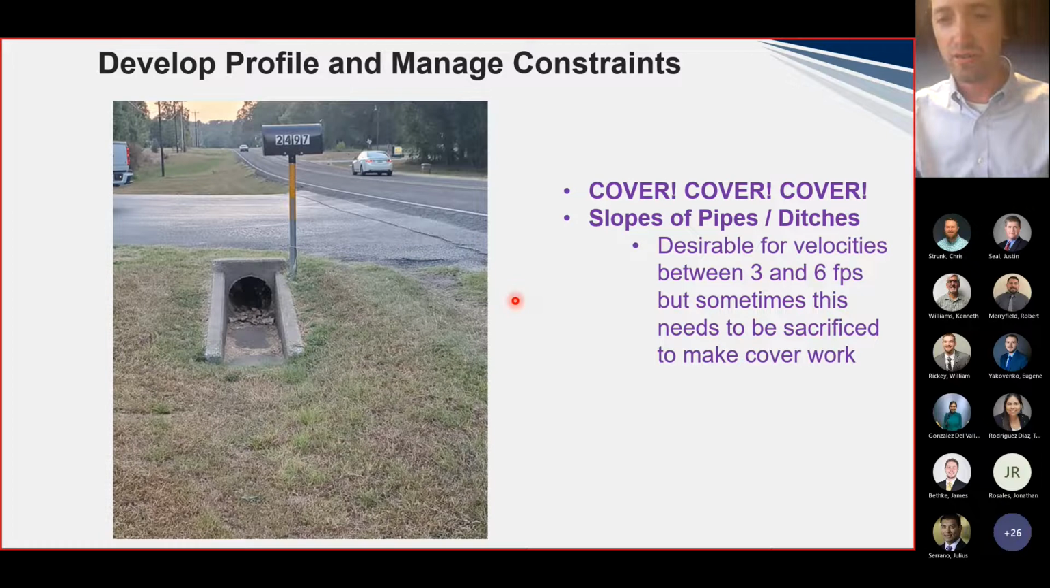Another constraint is the slopes. It's desirable to keep velocities between 3 and 6 feet per second. Sometimes, like these projects we get in Amarillo, it's so flat out there that we have to sacrifice some of these requirements just to make it drain positively, and we deal with velocities less than that. Any velocities higher than that will likely need some kind of channel lining to protect against erosion.